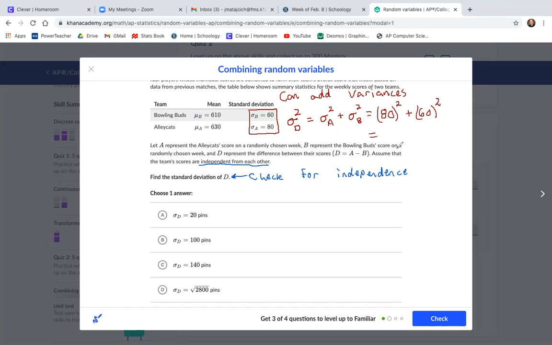Okay, 80 squared, would that be like 6,400 maybe? I think. And then plus 60 squared, which would be, I think, 3,600. Okay, so I'll add these two things together. The total amount of variance we have now is 10,000. Right.